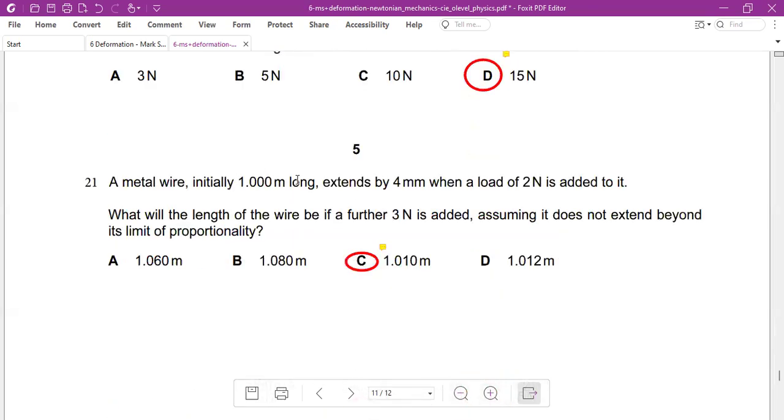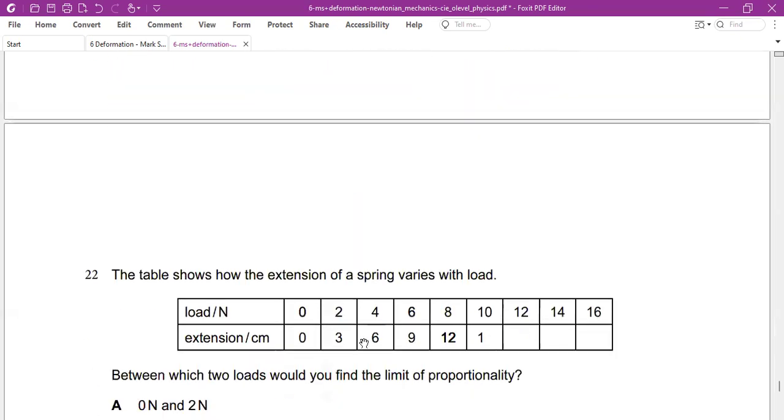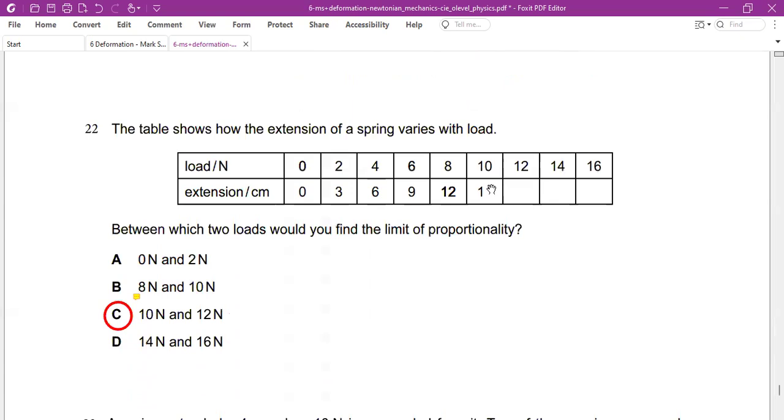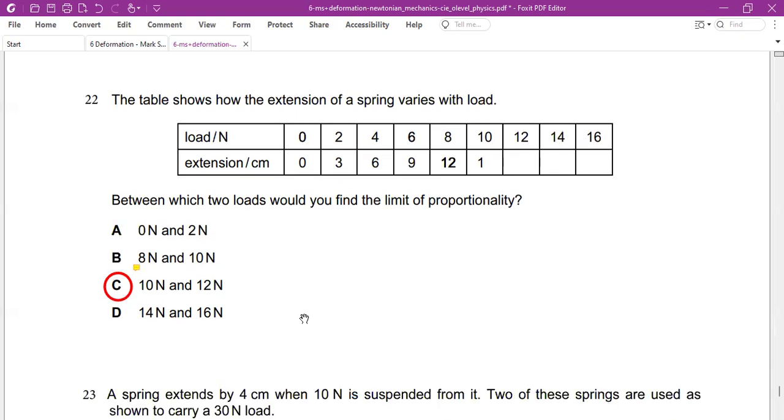And then we have a metal wire, and it is the same question that is repeated. In this question, there is some missing data. It was 14 here and so on. So we can clearly see 14 and then 16 and so on. The limit of proportionality will be as long as there is a linear relationship. So for every 2 to 4, the extension is increasing by 3 to 6, 6 to 9, 9 to 12, 12 to 15 and so on. Although we have missing data, the correct choice is C. If it comes out, you should just remember it.